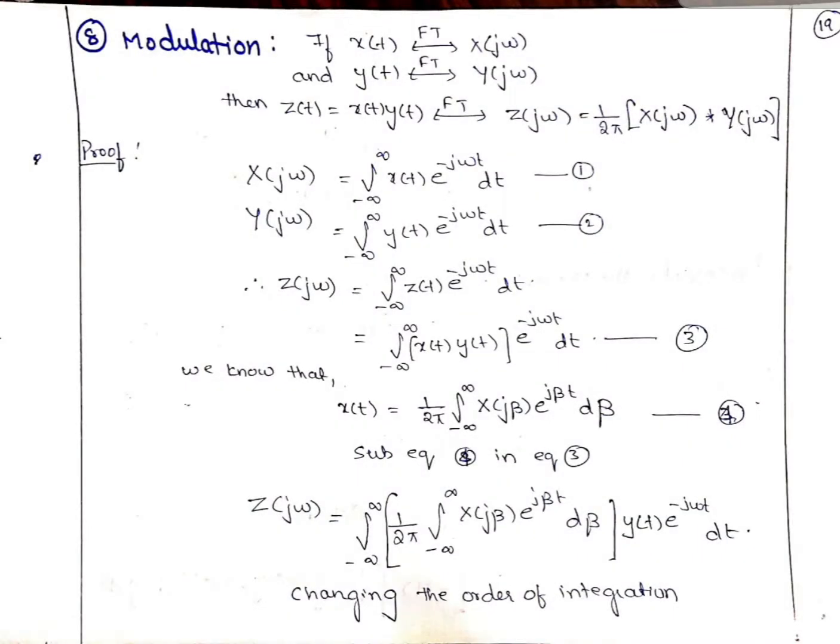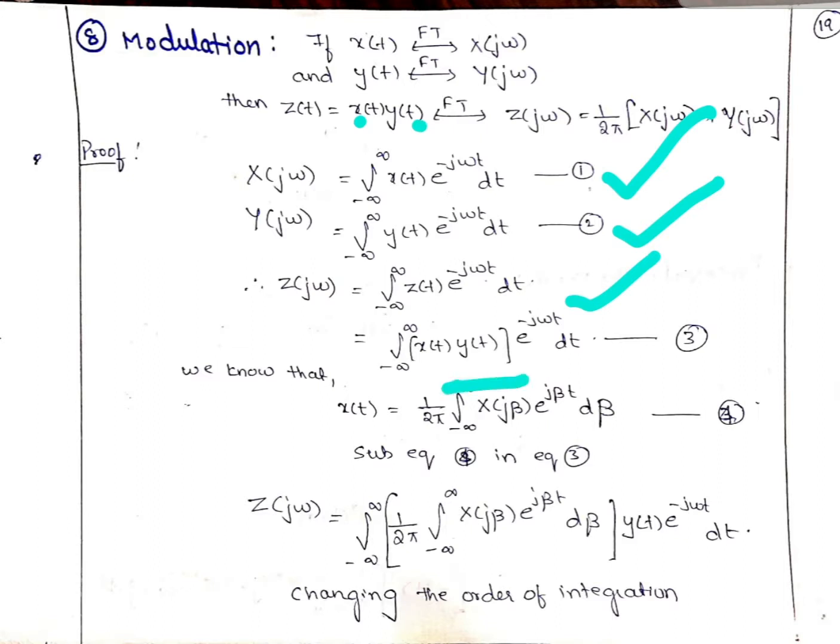Now let us see the modulation property. If x of t has Fourier transform X of j omega and y of t has Fourier transform Y of j omega, then z of t equal to x of t into y of t has Fourier transform Z of j omega equal to 1 by 2 pi X of j omega convolved with Y of j omega. We know X of j omega and Y of j omega from the equations. Similarly, Z of j omega is the integral from minus infinity to plus infinity of z of t e raised to minus j omega t dt. Now substituting what z of t is, nothing but x of t into y of t, substitute here.